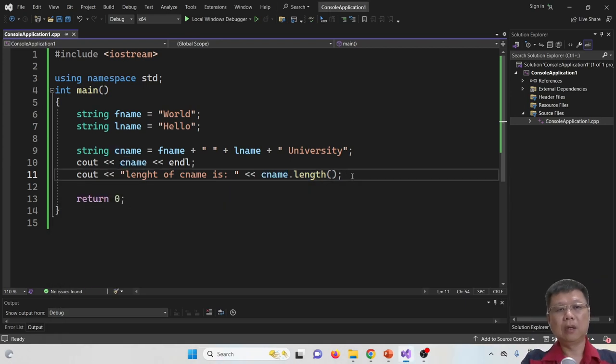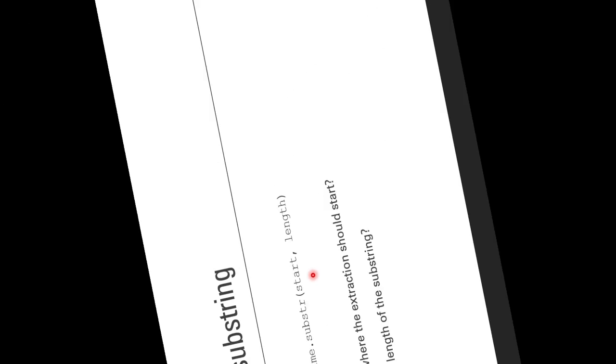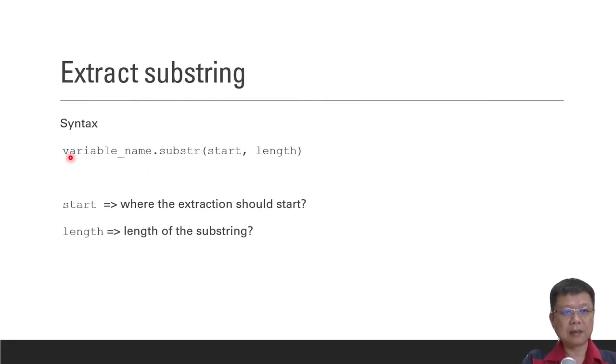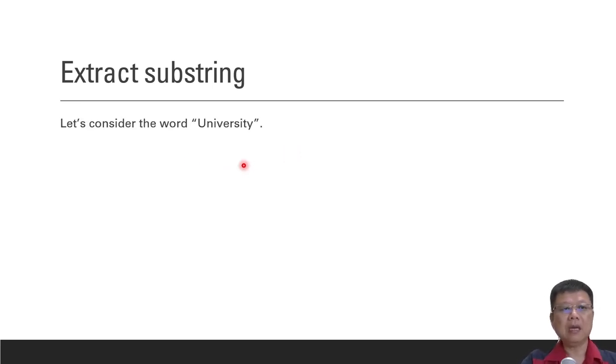Let's go for the substring. The substring syntax is quite simple as well. You call the variable, and then follow with a dot, substr, substring. In the parentheses, you define the start, when to start, and the length, how many characters you need. So let's consider the word university.